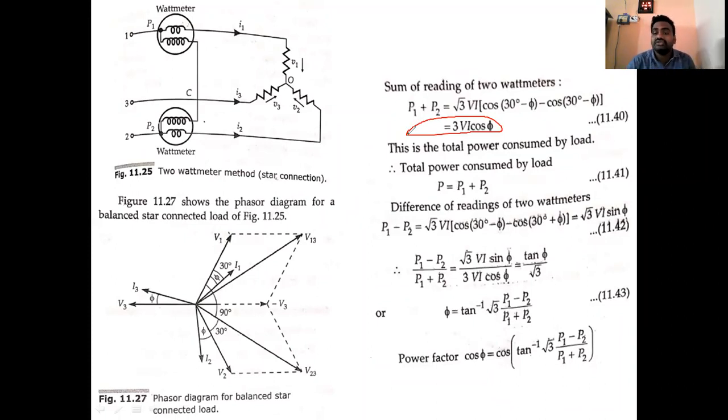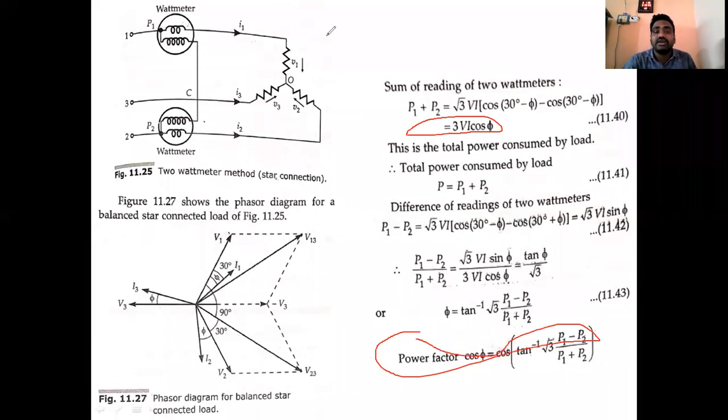The total power consumed by the load. So this is the total power consumed by the load. If we observe, the total power consumed by the load is equal to the sum of the two wattmeter readings. If we take the difference of the two wattmeters, P1 minus P2, we will get a quantity which helps with the analysis of power factor. This is for analyzing the power factor rating.